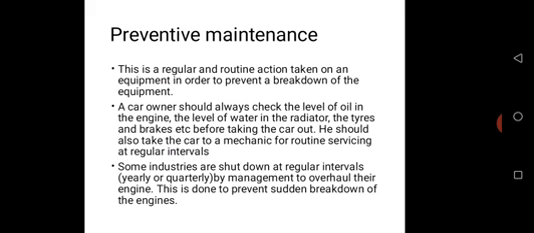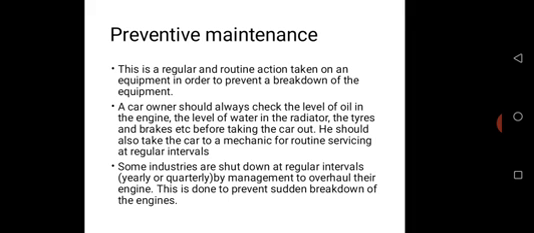Then some industries usually shut down their machines at regular intervals, some yearly, some quarterly. This is usually done to check the condition of their engines and to prevent unnecessary breakdown by carrying out some checks and repairs. So this is done to prevent sudden breakdown of the engine.